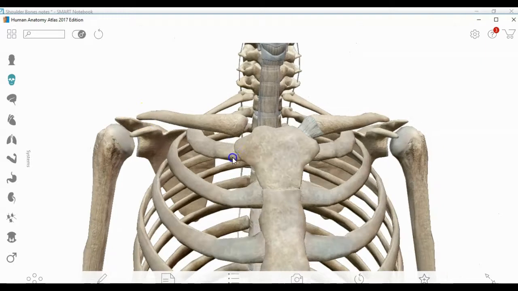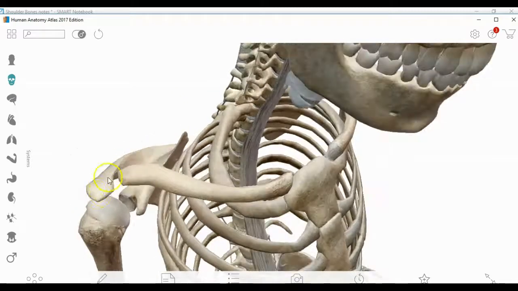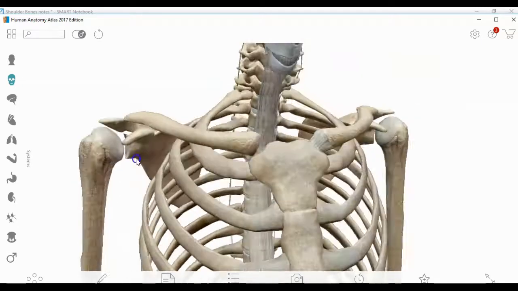Here's that clavicle. Here's the sternal end and the acromial end. Of course, named for the fact that the acromion process is right here. This joint between the two bones is the acromioclavicular joint and the sternoclavicular joint.